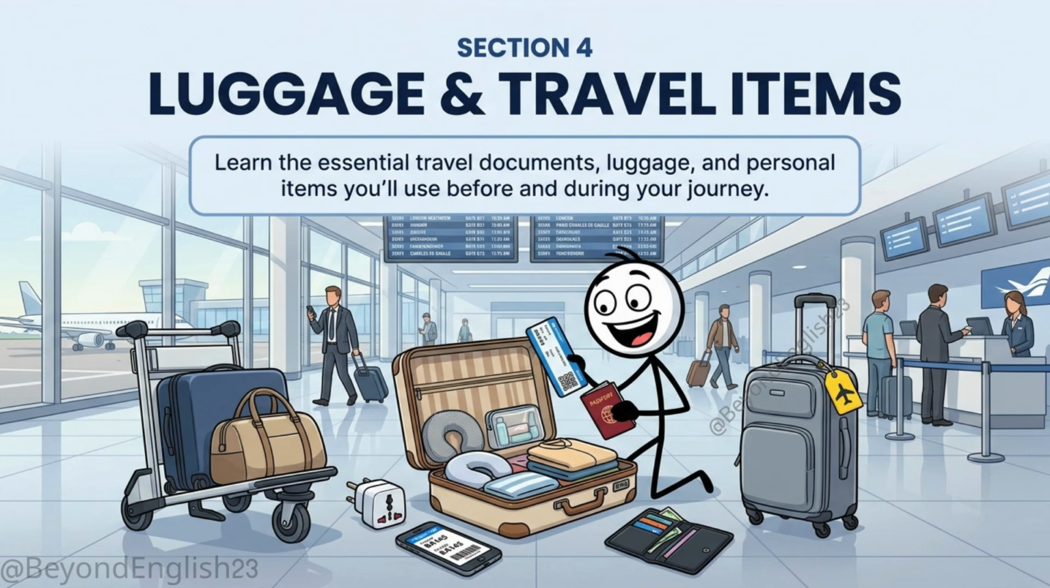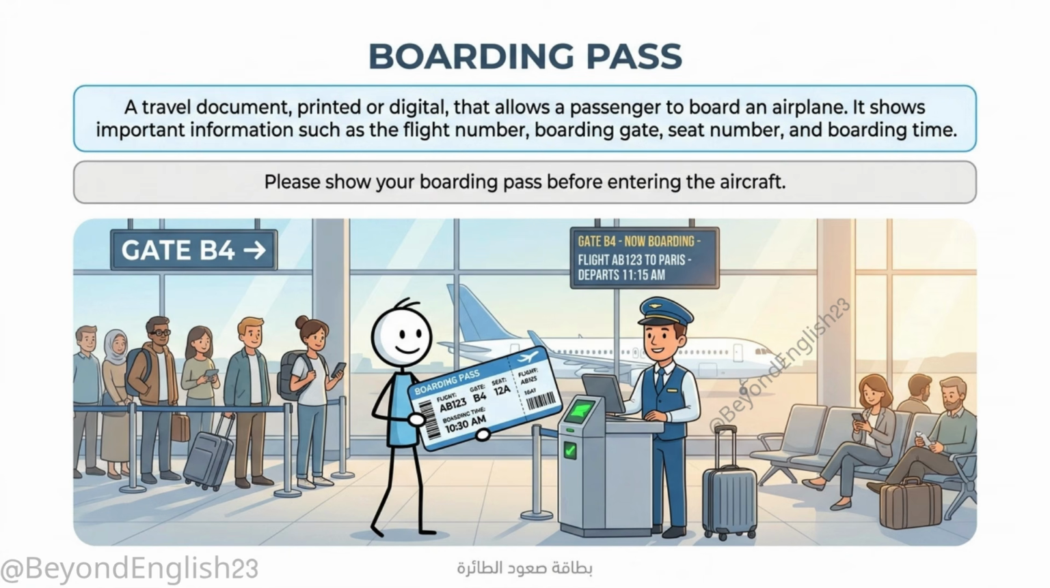Section 4. Luggage and travel items. 1. Boarding pass. A boarding pass is an official document that allows a passenger to board an airplane. It contains important information such as the passenger's name, flight number, seat number, boarding gate, and departure time. Example: I showed my boarding pass to the gate agent before boarding the plane.